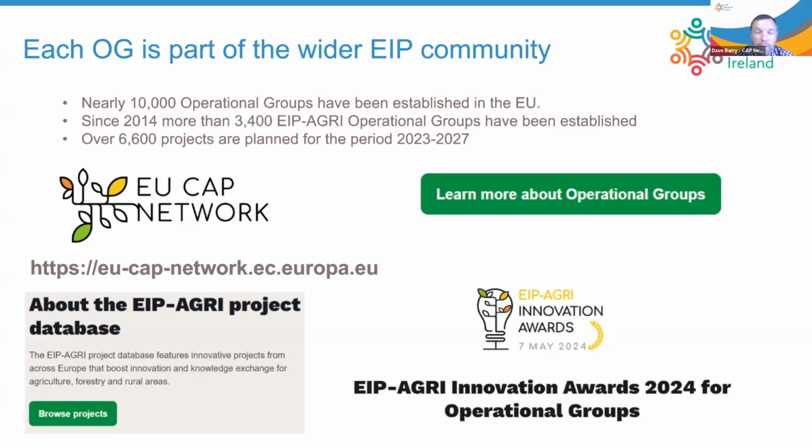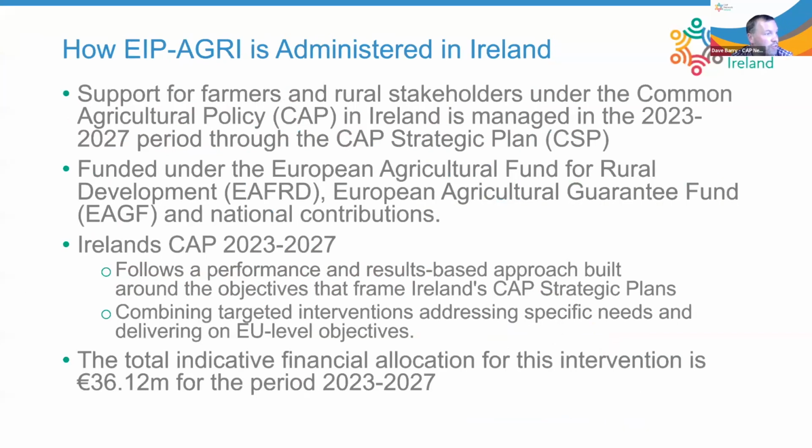Another key point to be aware of is that the operational group and the EIP Agri program is not a standalone program. There are nearly 10,000 operational groups established in the EU and over 3,500 EIP Agri operational groups. If you go to the EU CAP Network website listed there, you'll have more information about them all. Over the 2023 to 2027 planning period, there are going to be over 6,600 projects. So when you're starting your group, you must be aware that you're part of a much bigger organization.